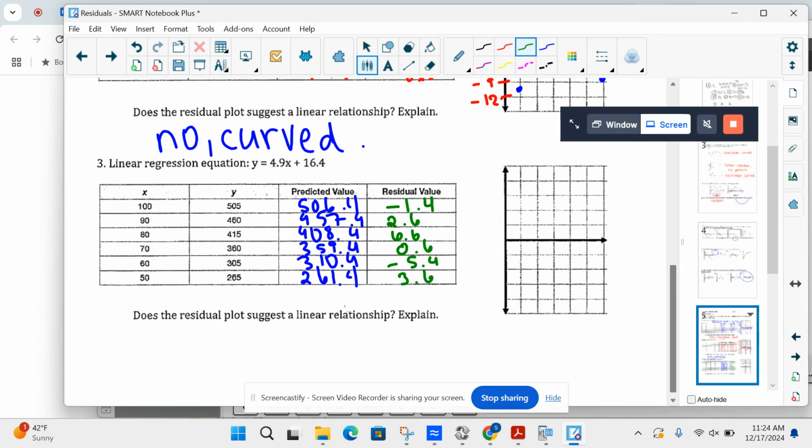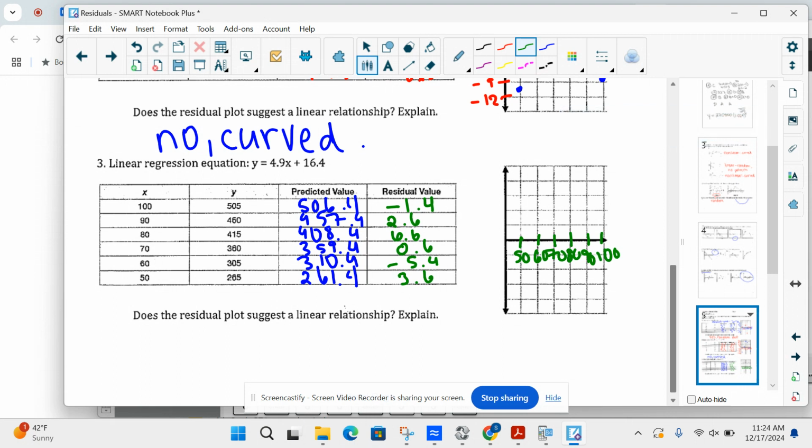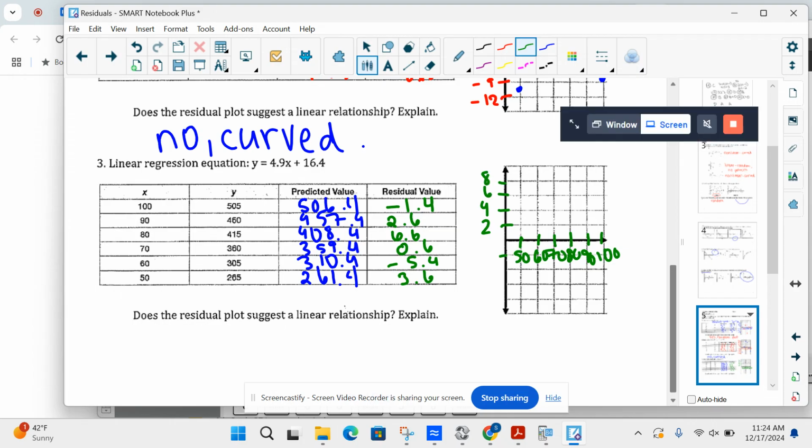Okay. Now our x's, we're going to start at 50. You wouldn't go 100 to 50, you'd go 50 to 100, right? It still has to be least to greatest. So you would do 50, 60, 70, 80, 90, and 100 for your graph. And then how about the residuals? Yeah, I would go in twos. So 2, 4, 6, 8, negative 2, negative 4, negative 6, and negative 8.